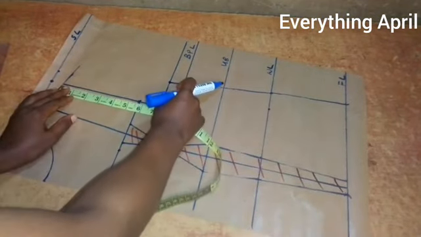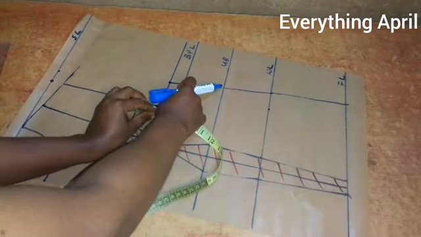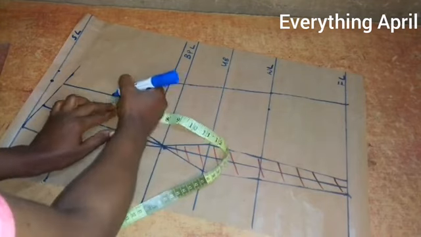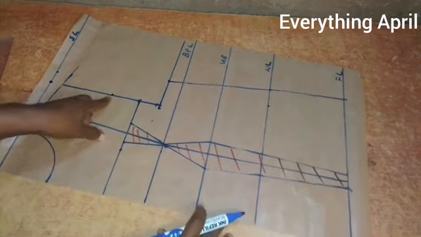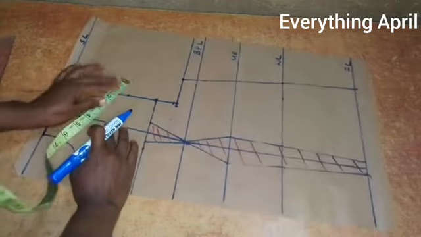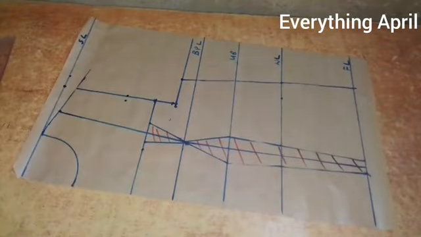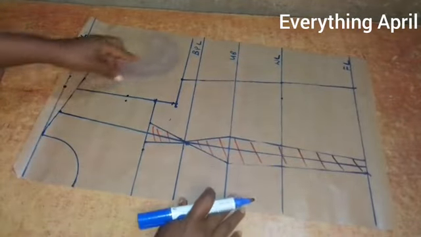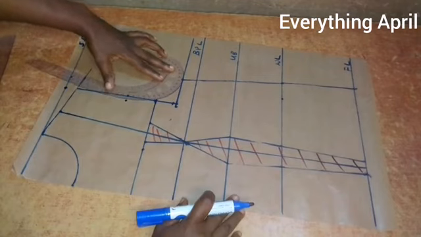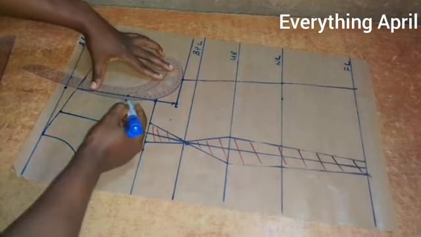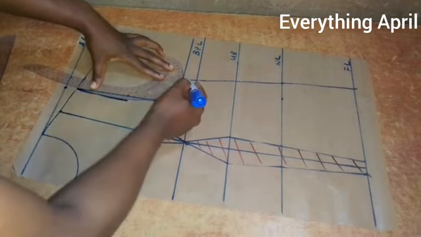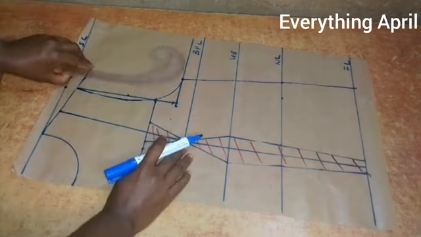For the front armhole, I would measure what I have from the shoulder slope down to the chest line. That line, I would get the midpoint. From the midpoint, I would come in by half an inch. And then using a French curve, I'm going to connect from that half an inch I came in by up to the shoulder slope and then down to the chest line to form the front armhole curve.